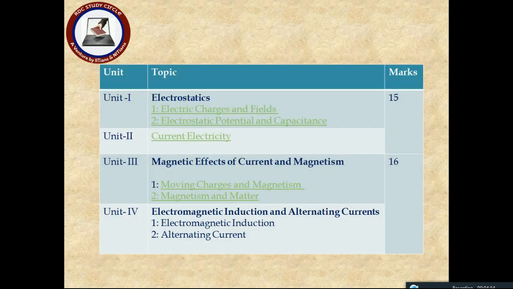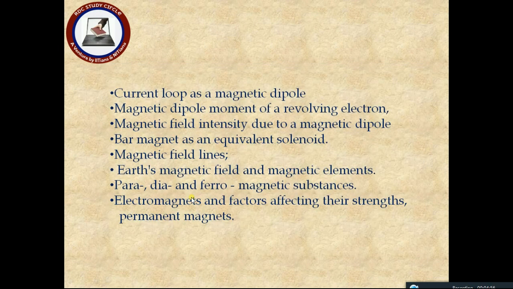The next part of this unit is magnetism and matter. In that, a student will learn about current loop as a magnetic dipole, magnetic moment of revolving electrons, magnetic field intensity due to a magnetic dipole, bar magnet as an equivalent solenoid, magnetic field lines, earth's magnetic field and magnetic elements, different magnetic substances like para, dia and ferro, and electromagnets and factors affecting their strength.